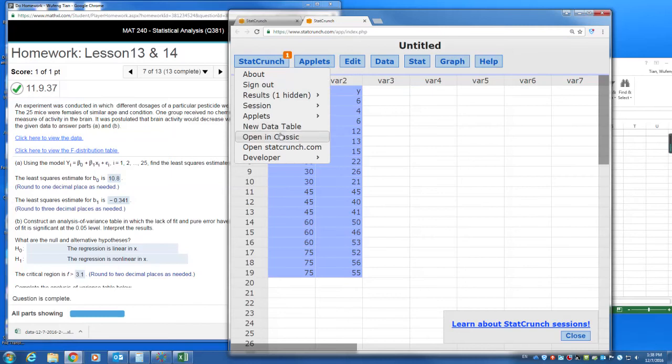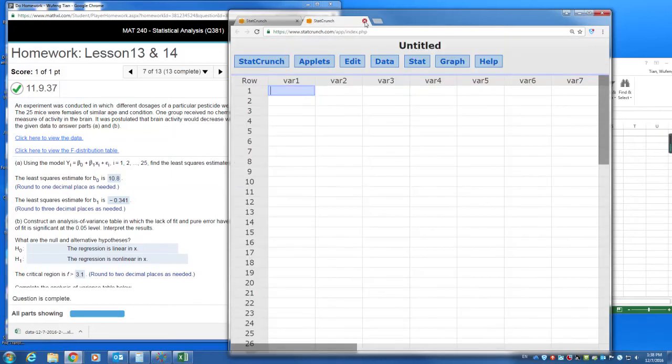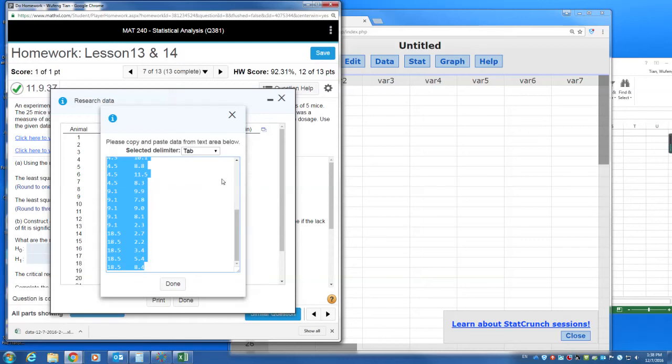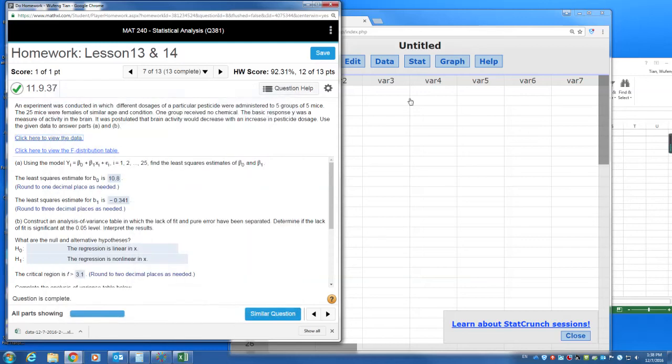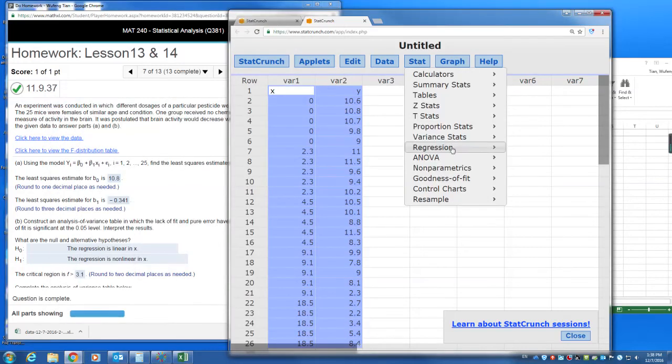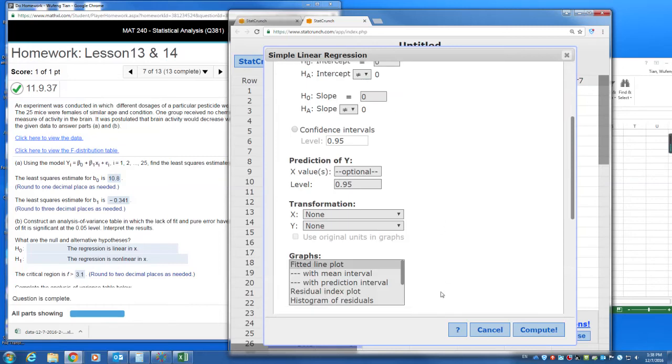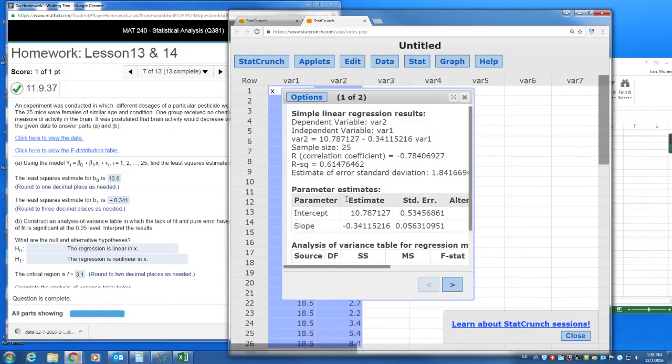So let's just open a new data table. You can click view, Control C, and Control V here, and then StatCrunch, linear regression, simple linear, X and Y. There's no problem, you can do that. And then you have the least squares estimates, b0 is 0.8 and b1 is negative 0.341, that's no problem.